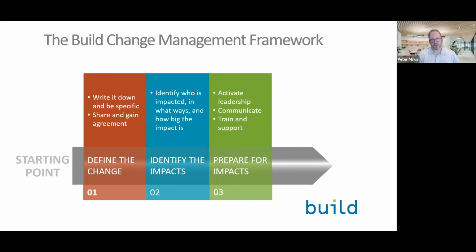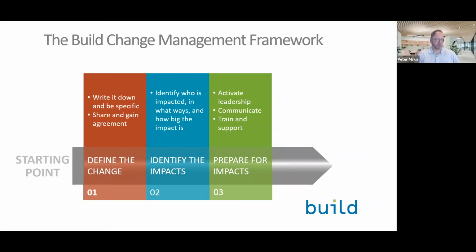I just want to draw your attention to the third stage, which is activate leadership, or also sometimes called leadership alignment, and the communicate, train, and support sections. These are what most people think about when they think about how to have effective projects in terms of managing all of the communication and support that needs to go around a rollout effort.